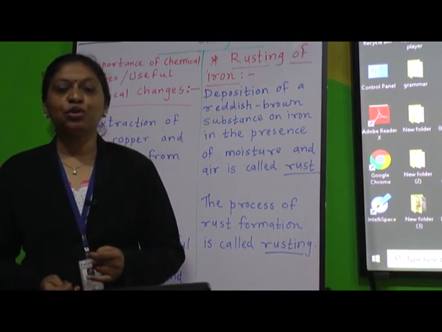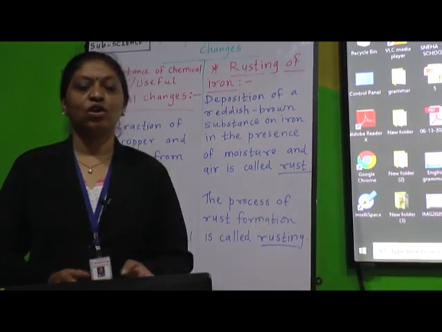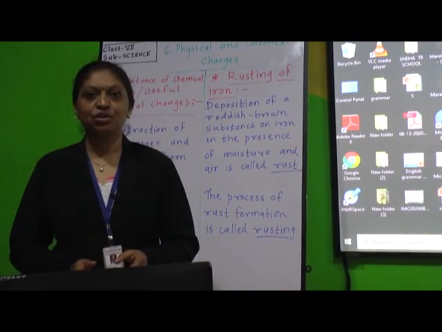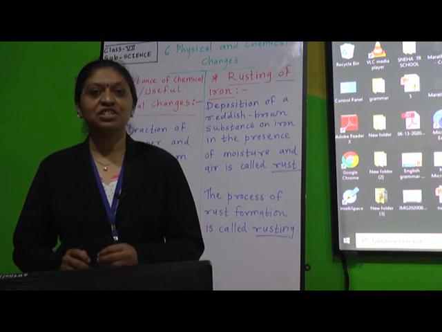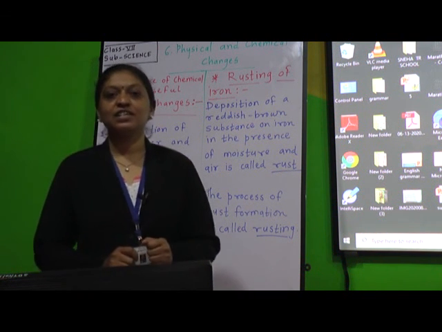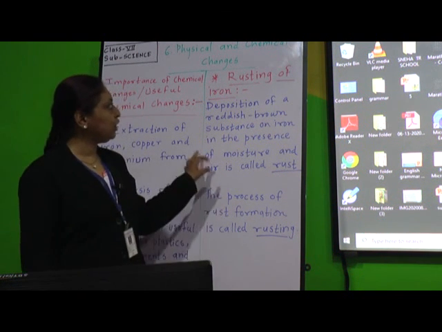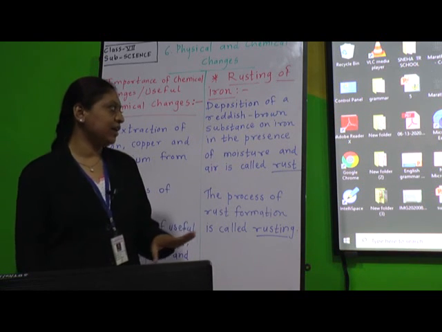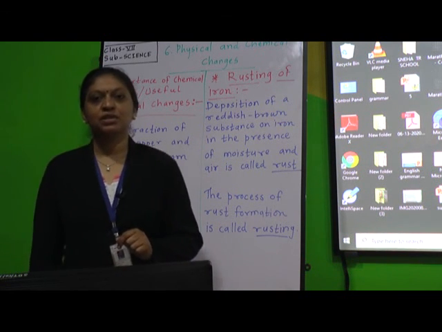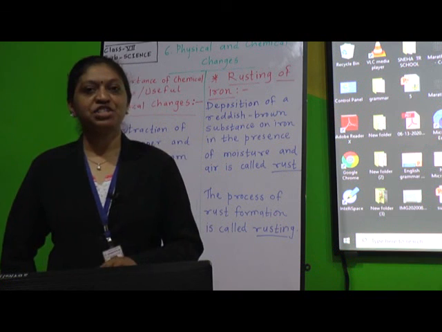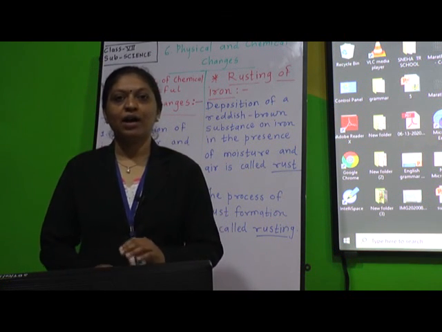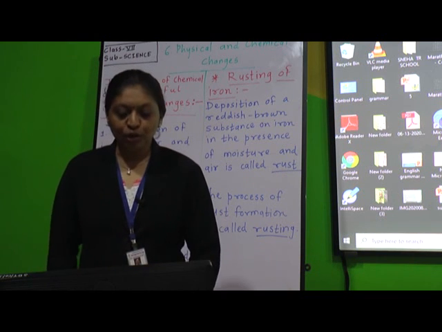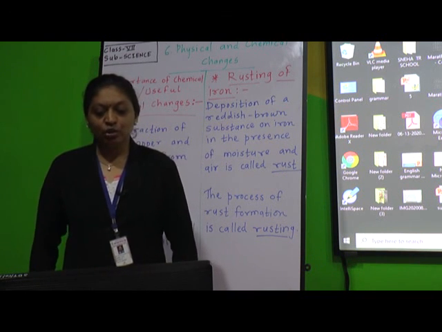But today I am not going to explain the exact reaction, or the chemical changes, in the rusting of iron. I am only going to tell you what is meant by rusting of iron. The deposition of a brown substance on iron because of moisture and air is called rusting of iron. Hope you understood what we learned in today's session.